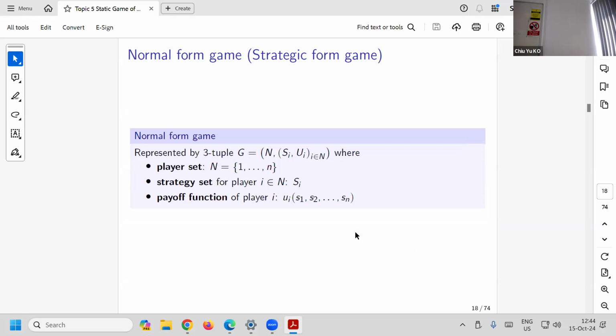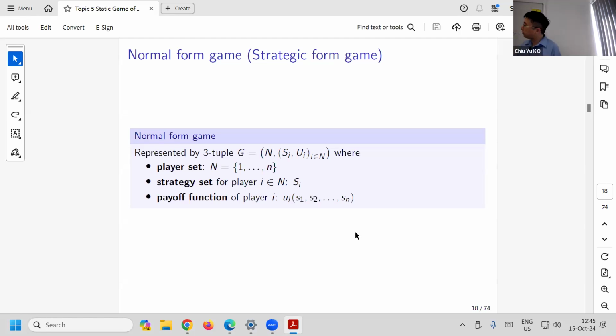People will look at this as the normal form game. This is the formal way to write it, so this is something I expect you to write in your paper whenever you write a model. If you write a model, you have to define 3 items: the player set, the strategy set, and the payoff function. This is the standard way to write it.